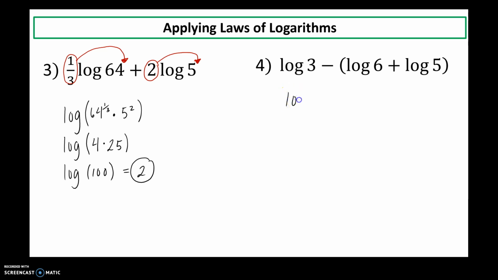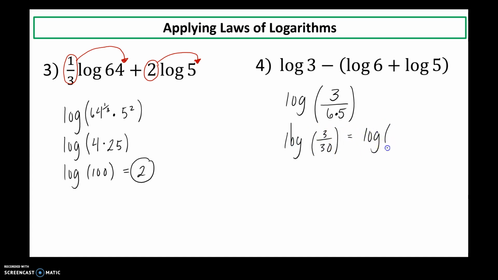So to condense, to write as a single logarithm. The number before my minus sign is always my numerator. Whatever follows the minus sign is going to be in my denominator. So now my denominator, I'm going to multiply 6 times 5, okay? Because the plus sign tells me to multiply the expressions. So this becomes the log of 3 over 30.